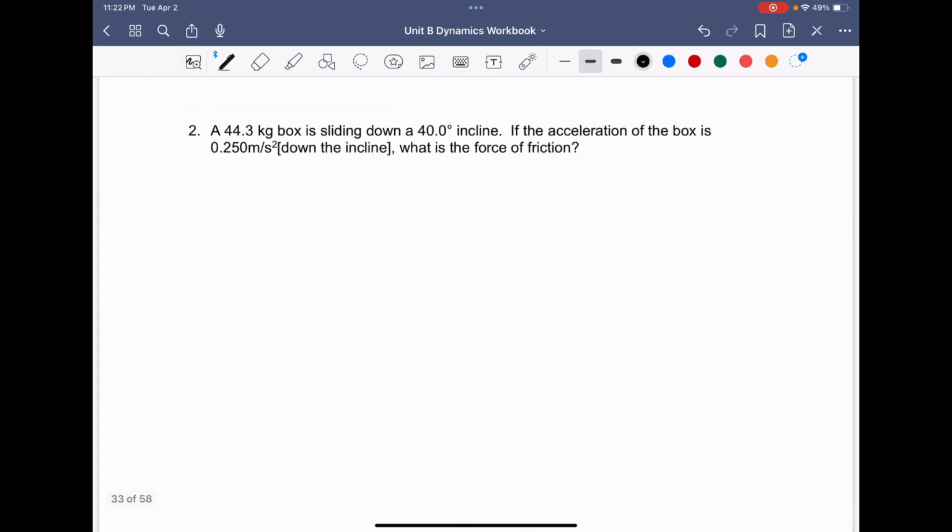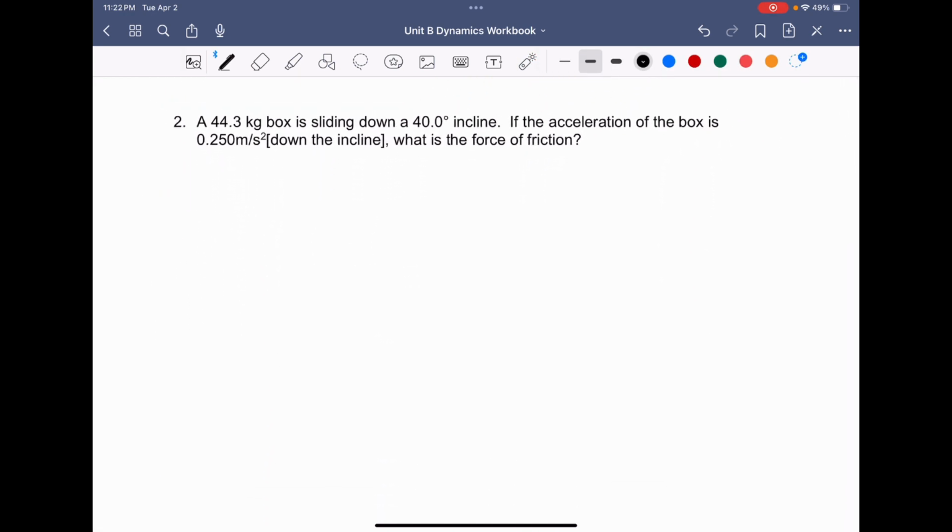All right, let's go on to example 2. In example 2, we have a 44.3 kilogram box sliding down a 40-degree incline. If the acceleration on the box is 0.250 meters per second squared down the incline, what is the force of friction?